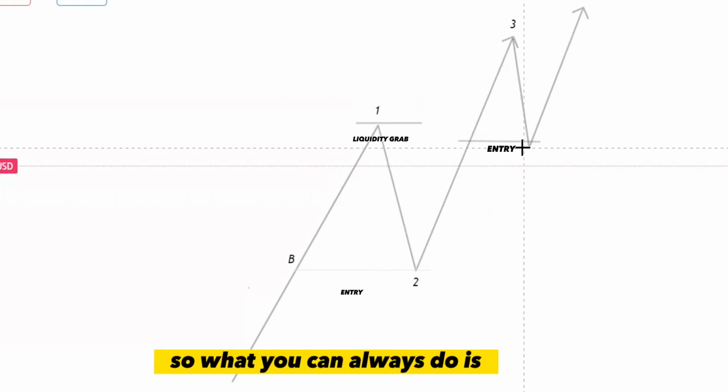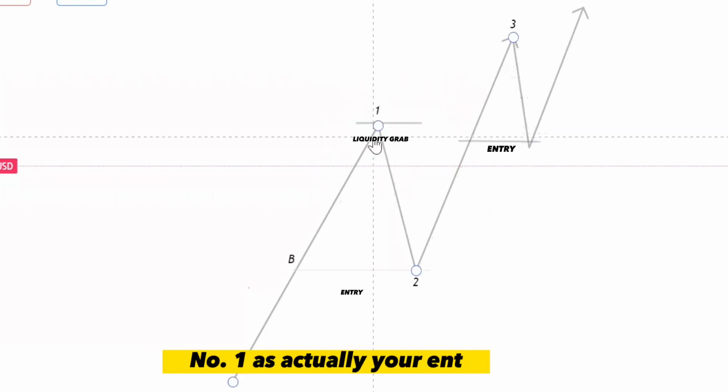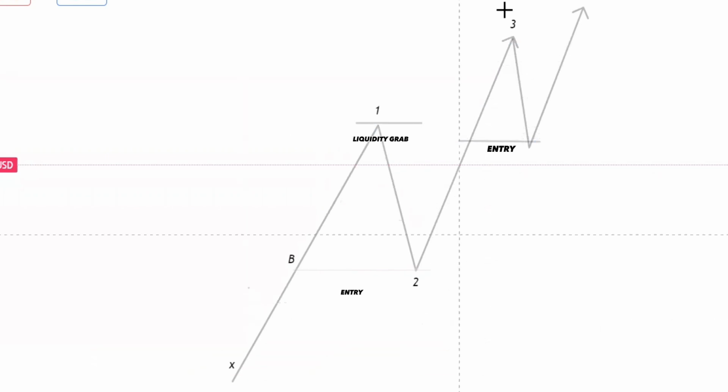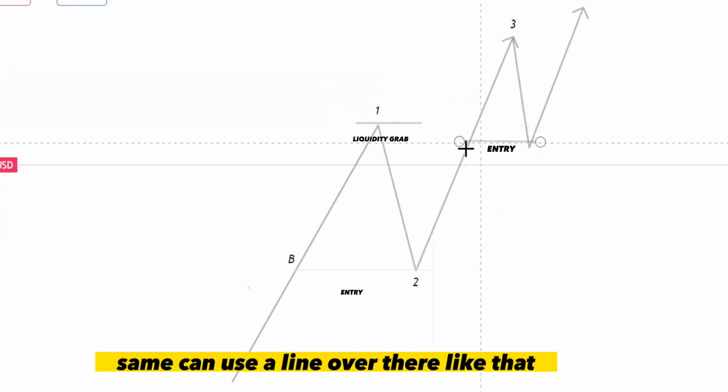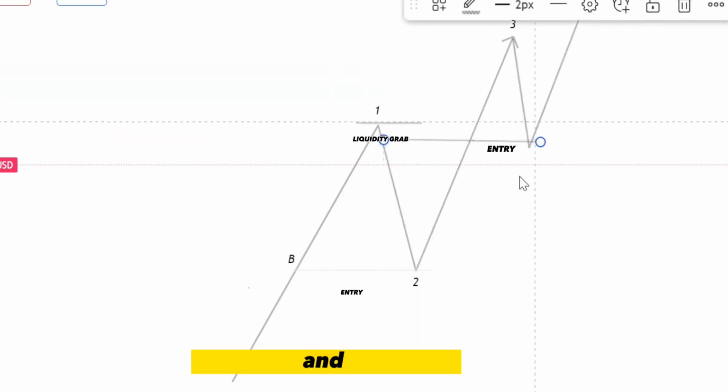So what you can always do is mark this level, number one, as actually your entry, which is a trick to it, because they're going to come take it out. Same, you can use a line over there like that. They will come like that, and they normally retest.